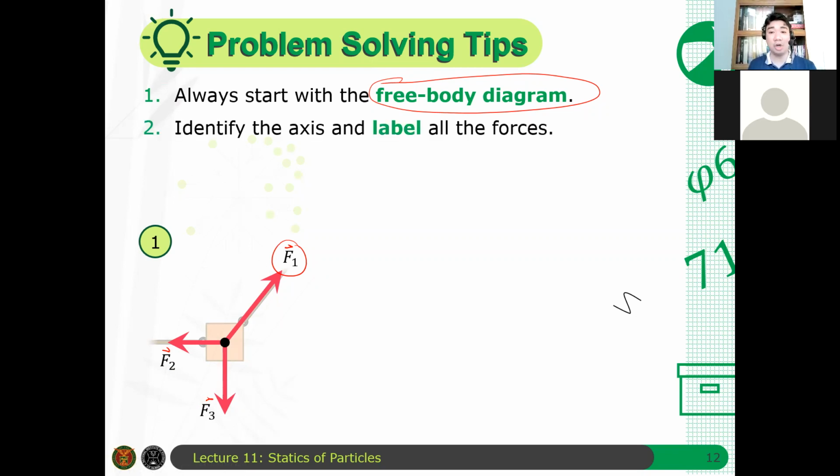So after drawing, sometimes baliktad. Minsan nauuna yung axis sa free body diagram, sometimes baliktad. Nauuna yung free body diagram sa axis. Kasi minsan, mas madaling i-drawing yung free body diagram pag may coordinate axis ka na. But nonetheless, the point is dapat nauuna yung dalawang yan.